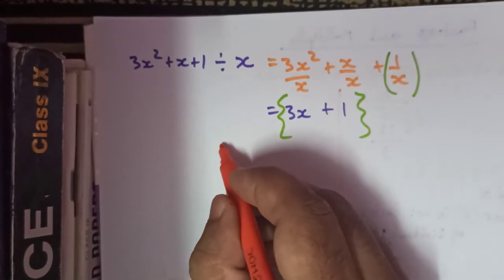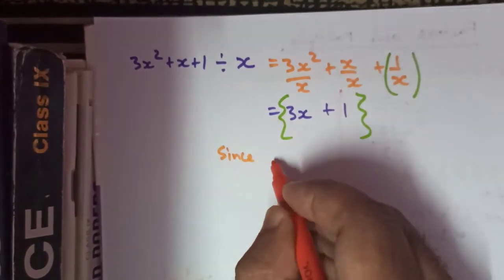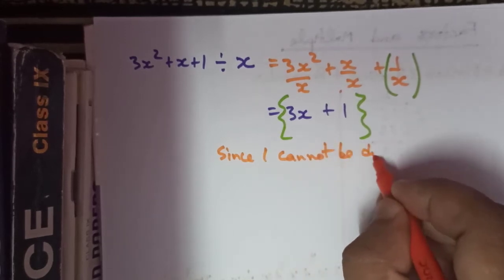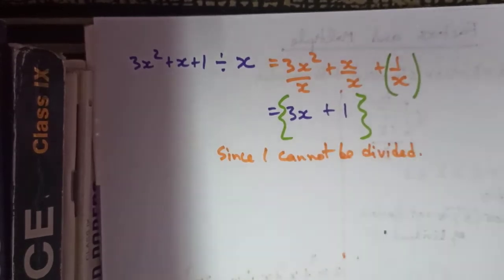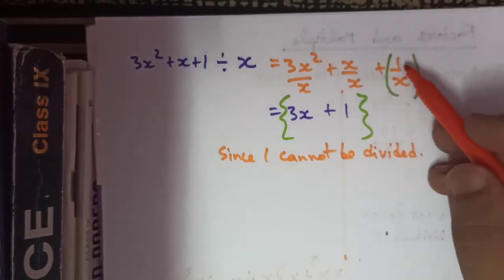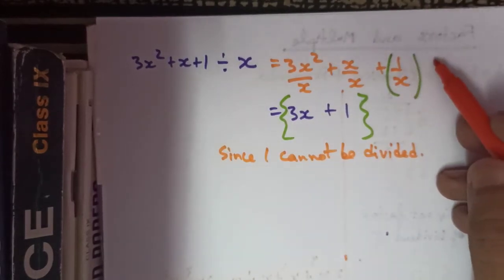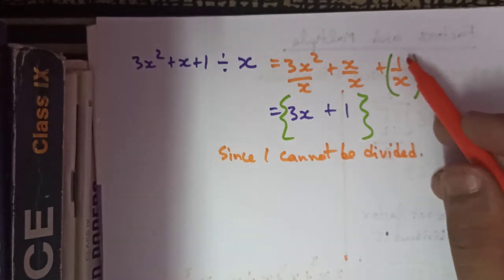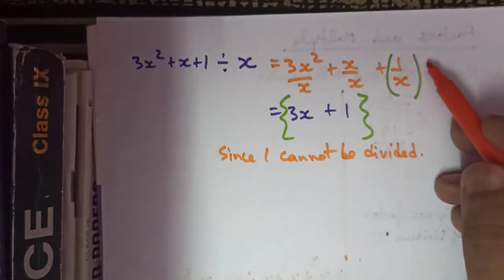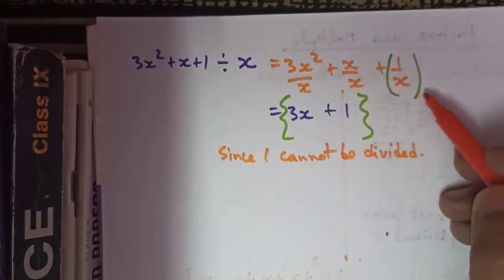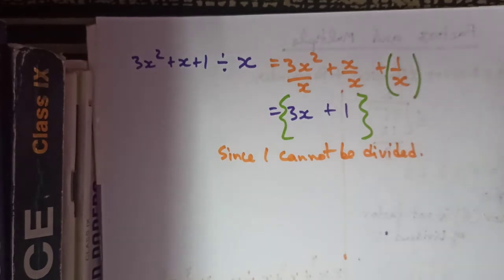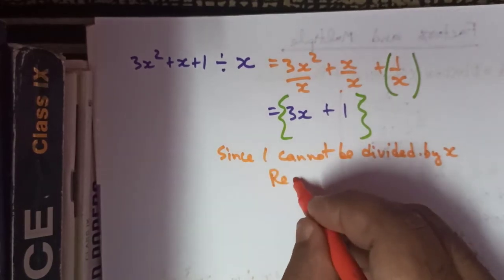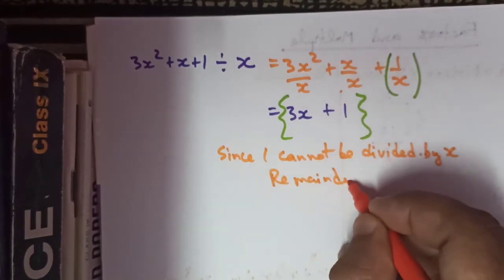So here, since 1 cannot be divided, because if we divide 1 by x we get x power minus 1. So the power of variable will not be a whole number. So x power minus 1 will not be a polynomial. So that is what I am saying, that 1 cannot be divided by x. So we say that here we are getting a remainder, and that remainder is equal to 1.